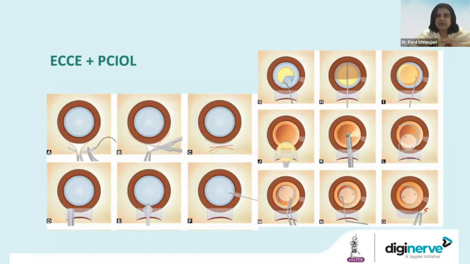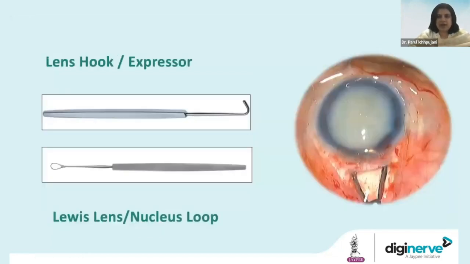Now the anterior chamber opening has been created. We have access to the lens. The lens has to be brought out. Now that depends from surgeon to surgeon which technique they use. So here we will be talking about few instruments which help us to take out the lens and which help us to deliver the intraocular lens inside the bag.